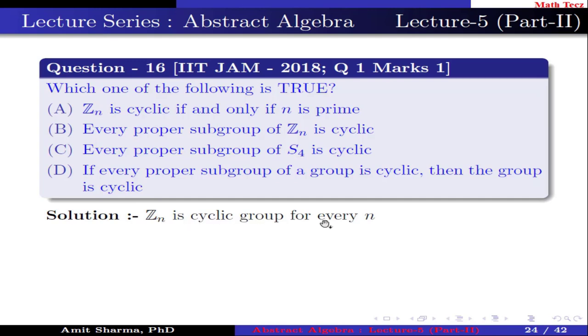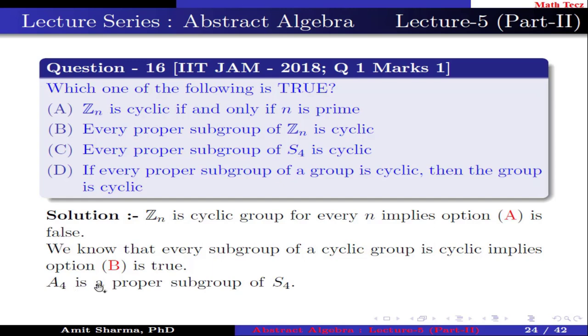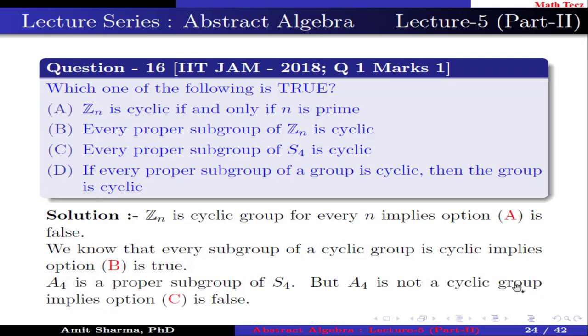Zn is a cyclic group for every n, implies option A is false. We know that every subgroup of a cyclic group is cyclic, implies option B is true. A4 is a proper subgroup of S4, but A4 is not a cyclic group, implies option C is false.